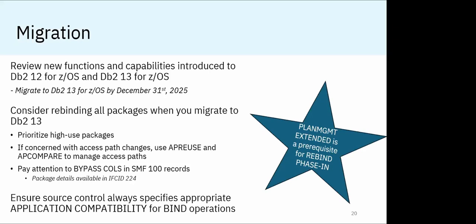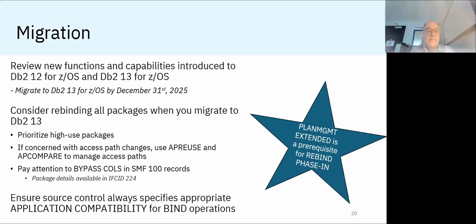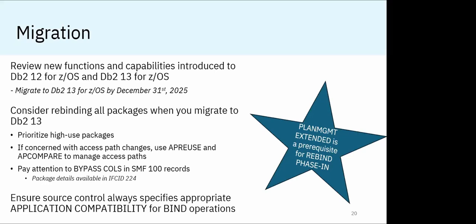And then this last point here, ensure source control always specifies the appropriate application compatibility for bind operations. And also this star here, plan management extended, is a prerequisite for rebind phase-in. So sometimes we see customers that have plan management set to basic, for example. And we definitely will take note of that and recommend setting that to extended because that sets the default. And it's important that customers are aware of that.